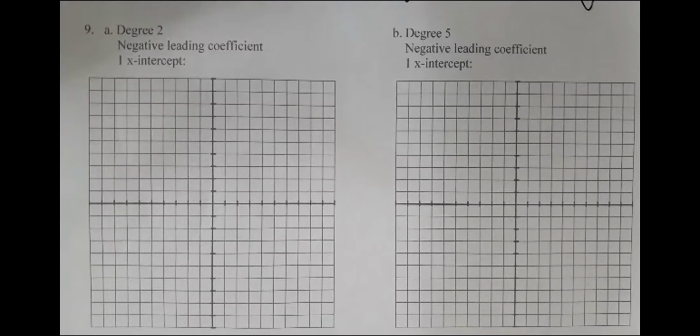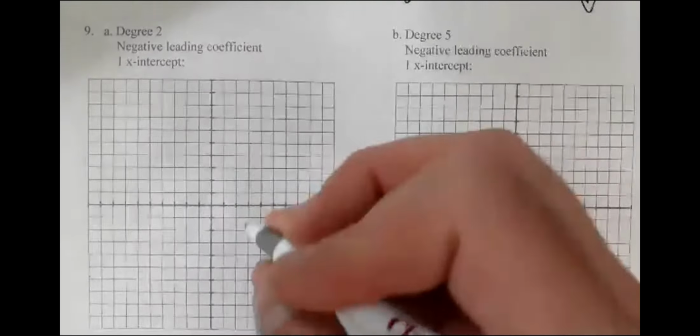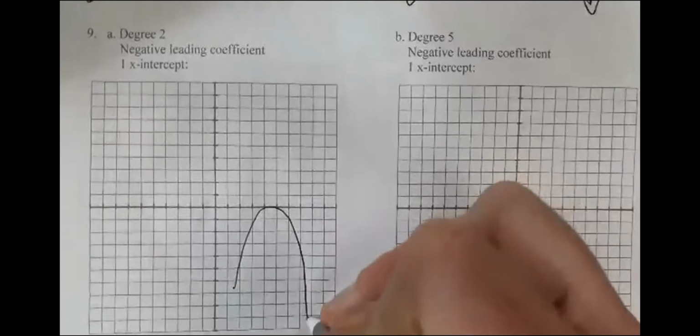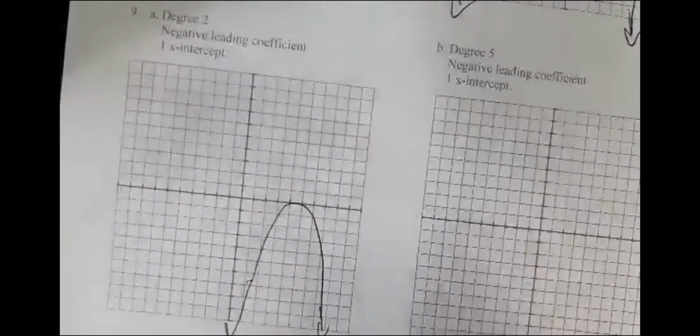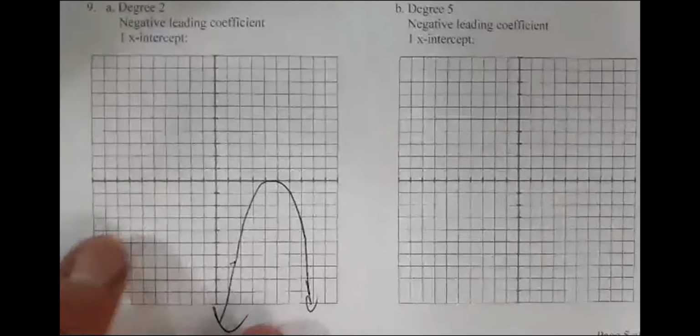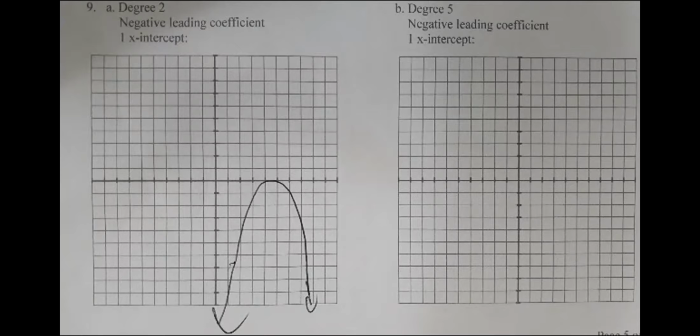I want a degree 2, so this is a quadratic. It's got a negative leading coefficient and 1 x-intercept. Woo, boy, I hope y'all can get this one down. So it's got 1 x-intercept. So if I go through and come back through, that's going to give me 2 x-intercepts. So I have to do the trick where I turn back around. So it's only hitting the x-axis once. It's hitting it at its vertex, right? And it's turning back around.